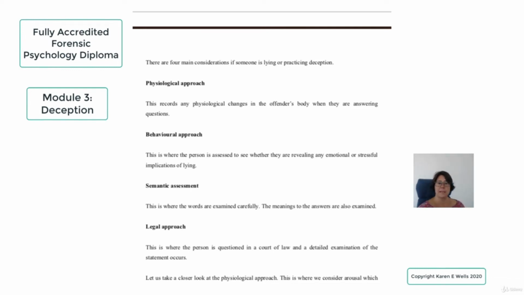The third is semantic assessment. This is where somebody's words are examined very carefully. The meaning of the answers is also examined. The fourth is the legal approach, so where the person is questioned in a court of law and a detailed examination of that statement occurs.